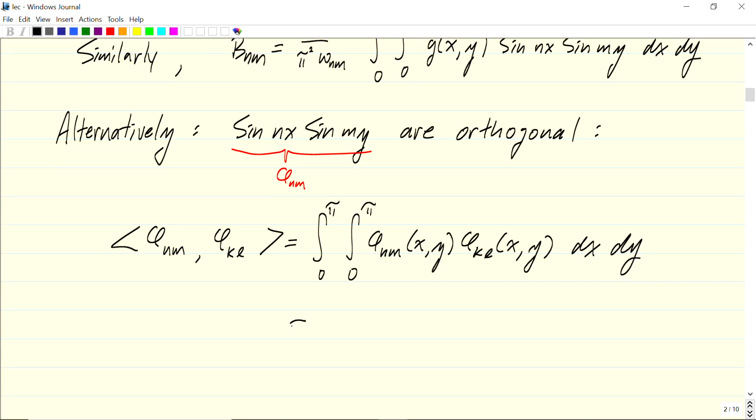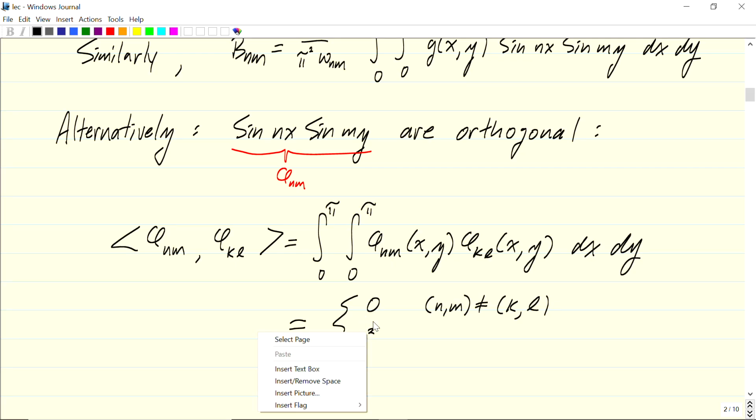that's going to be equal to 0 most of the time if nm is unequal to kl, and it's going to be equal to something, probably pi squared over 4, something like that. Not 0. You could calculate it easy enough. Let's see, what would it be? I don't care. Unequal to 0 when nm equals kl.